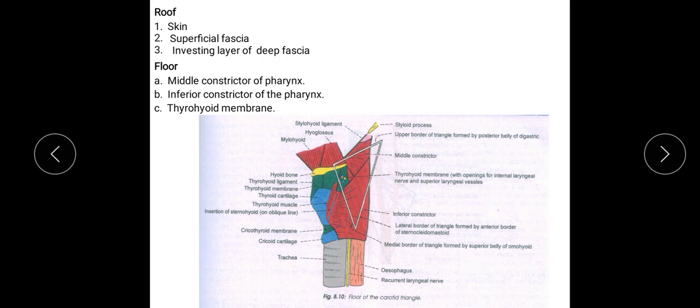Then the floor is formed by three muscles. This is the middle constrictor muscle of the pharynx. This one is the inferior constrictor muscle of the pharynx, and this green one is the thyrohyoid membrane. These three structures form the floor of the carotid triangle. In the upper part is the middle constrictor muscle of the pharynx, in the lower part the inferior constrictor muscle of the pharynx, and this one is the thyrohyoid membrane.